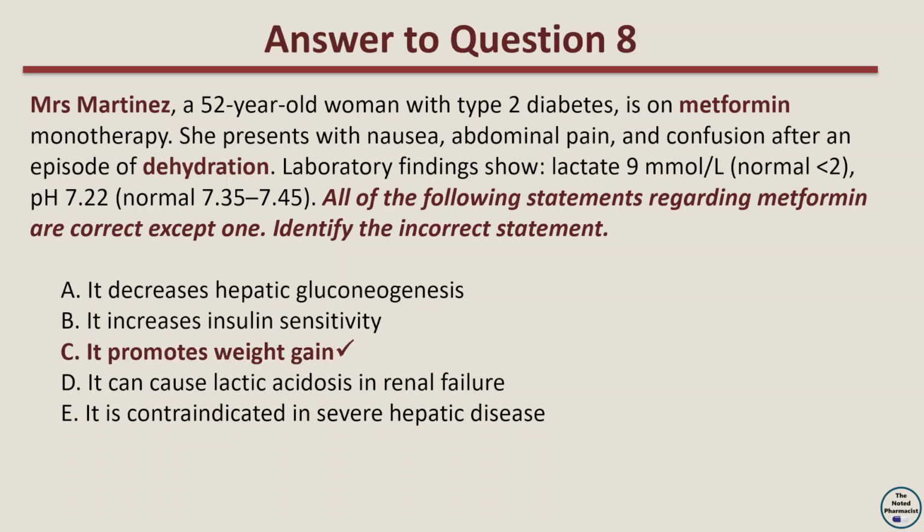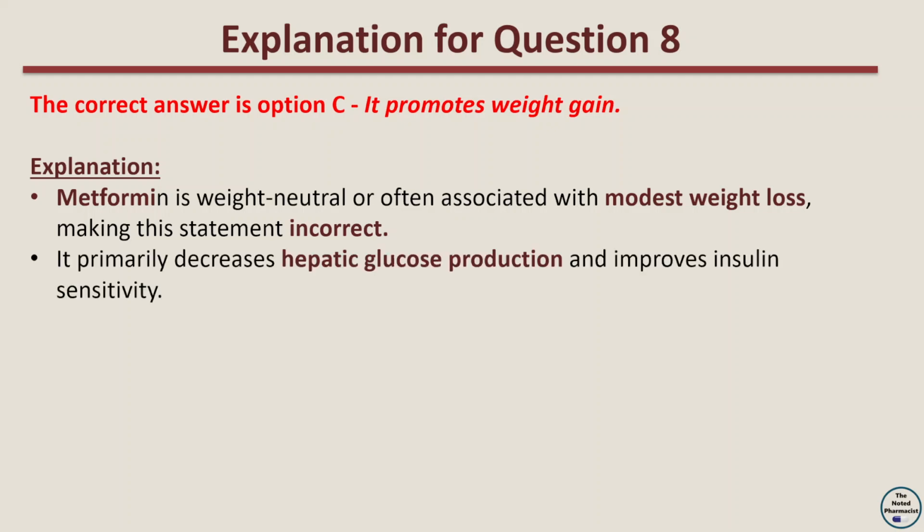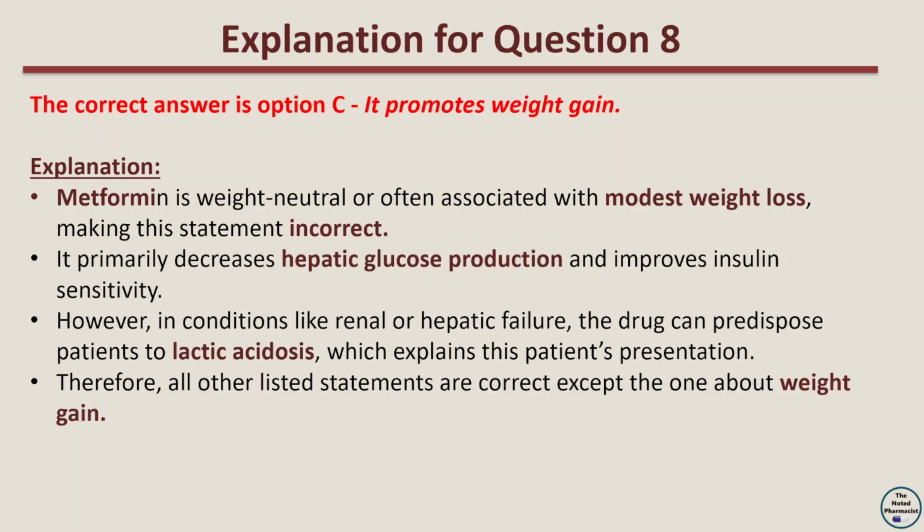The correct answer is option C, it promotes weight gain. The explanation is that metformin is weight neutral or often associated with modest weight loss, making this statement incorrect. It primarily decreases hepatic glucose production and improves insulin sensitivity. However, in conditions like renal or hepatic failure, the drug can predispose patients to lactic acidosis, which explains this patient's presentation. Therefore, all other listed statements are correct except the one about weight gain.